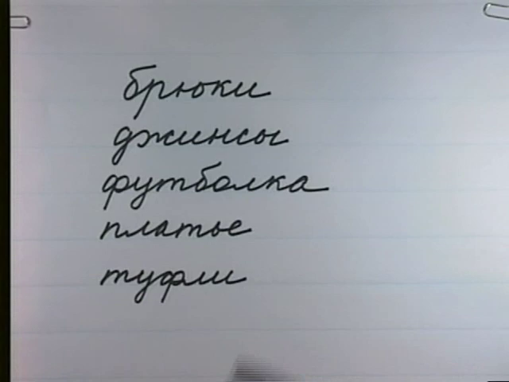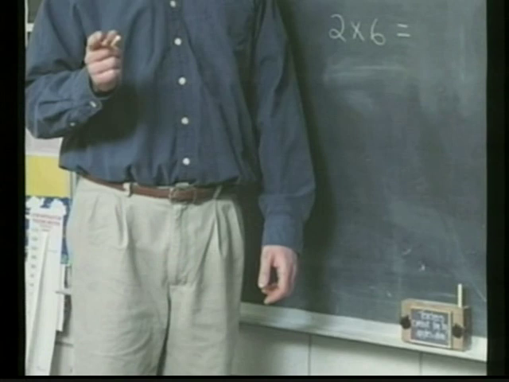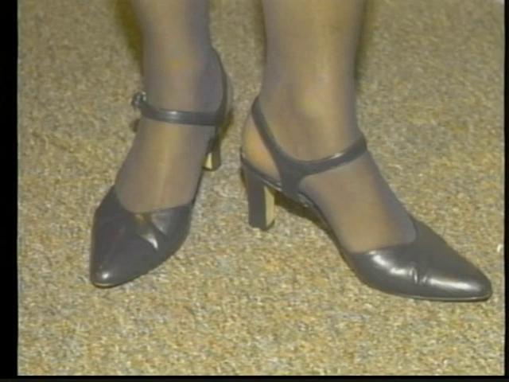Ну, хорошо. Let's look at a few pictures, and you will tell me what it is. Итак, let's get started. Что это? Это платье. Что это? Это брюки. А что это? Это футболка. Что это? Это джинсы. Что это? Это туфли.